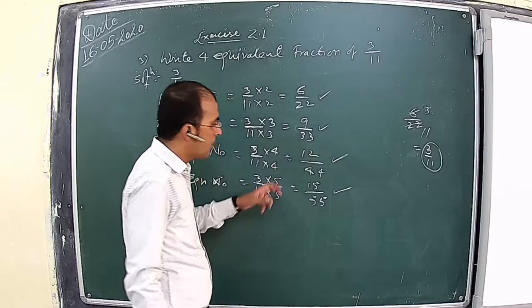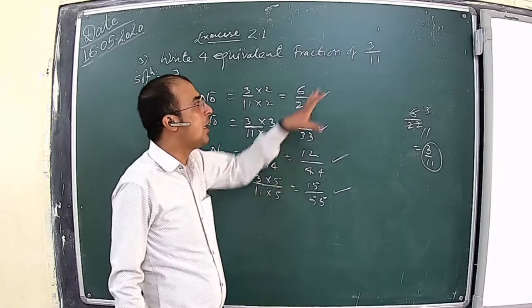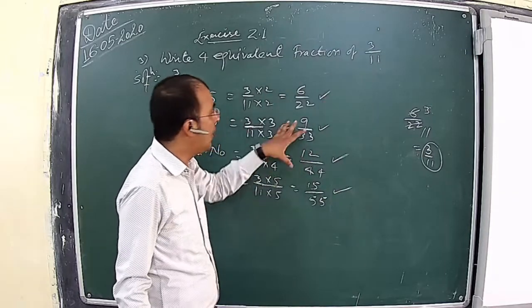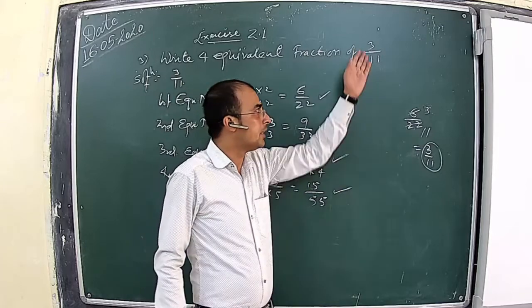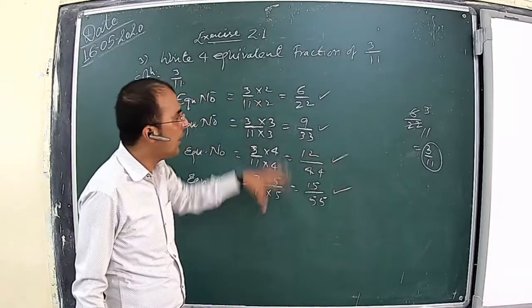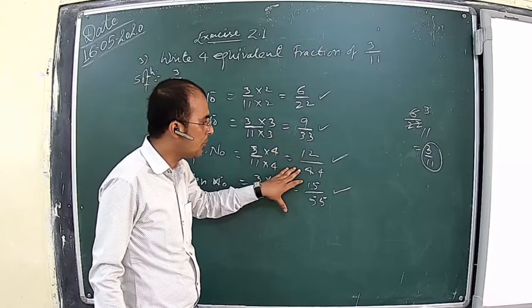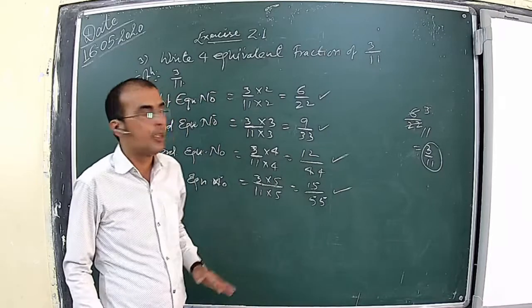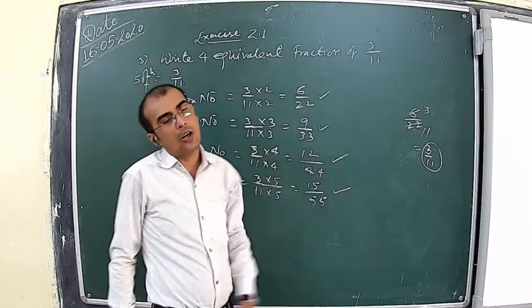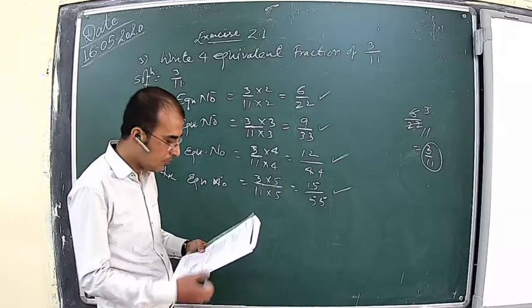Now we can say that 6 by 22, 9 by 33, 12 by 44 and 15 by 55, these numbers are four equivalent fractions of 3 by 11. Is it clear? 3 by 11, there are 4 equivalent numbers, 6 by 22, 9 by 33 and 12 by 44, at last 15 by 55. These numbers are equivalent of the given number 3 by 11. Is it clear?